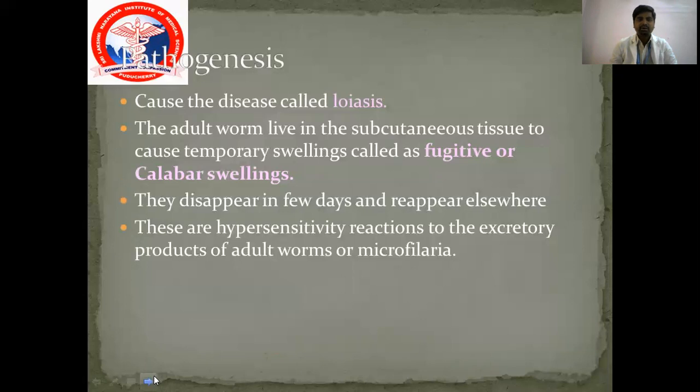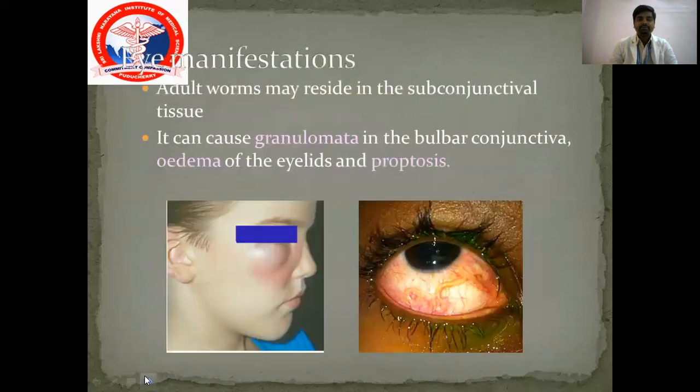Pathogenesis: it causes a disease called loiasis. Adult worms live in the subcutaneous tissue and cause a temporary swelling called fugitive or Calabar swelling. They disappear in a few days and reappear elsewhere. They are a hypersensitivity reaction to the excretory product of the adult worm or microfilaria.